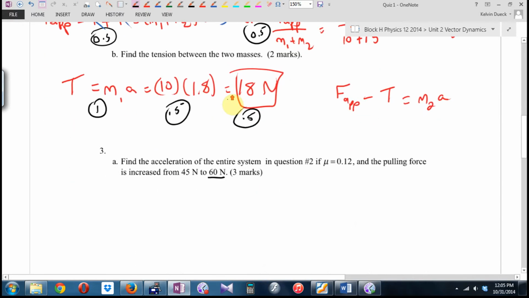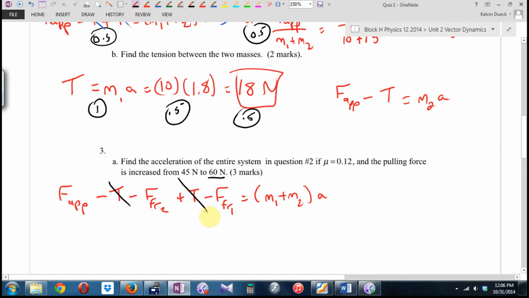My equation would look like this. Applied minus tension minus friction force number 2 plus tension minus friction force number 1 equals m1 plus m2 times A. Once again, I lose tension. Woohoo! And they said, find the acceleration. So I'll get the A by itself, which means I think, Jacob, I'll divide by m1 plus m2, and it's going to be the applied force minus mu times normal force number 2 minus mu times normal force number 1.